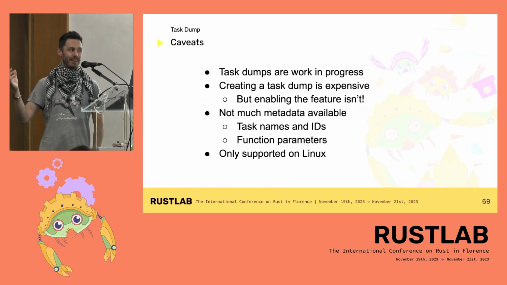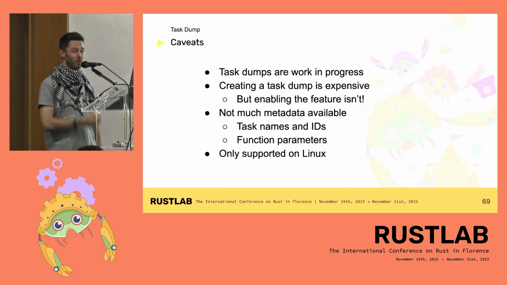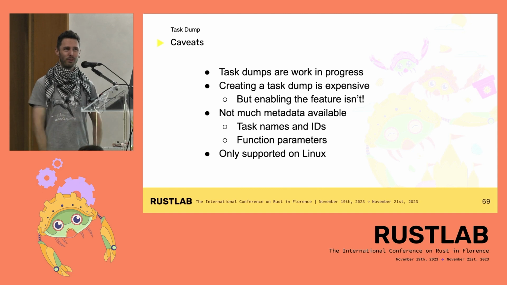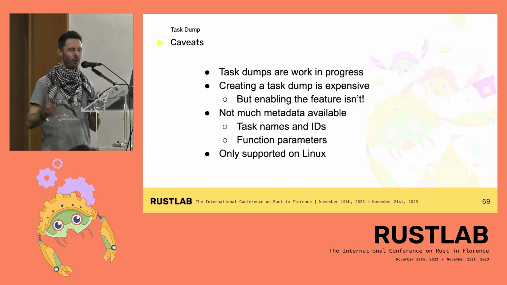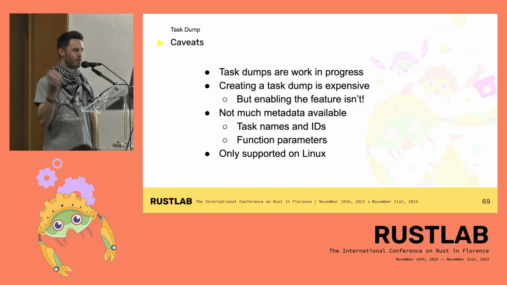Right, now onto the caveats. Task dumps is work in progress. Task dumps was first released in Tokio 1.31, 32. We're on 1.34 now, so not very long ago. Creating task dumps is expensive. As I said, we pause the whole runtime, we run a special poll on every single task and record all of the output. So you can't do this every 10 milliseconds and then produce a graph of the timings. It's just not appropriate.